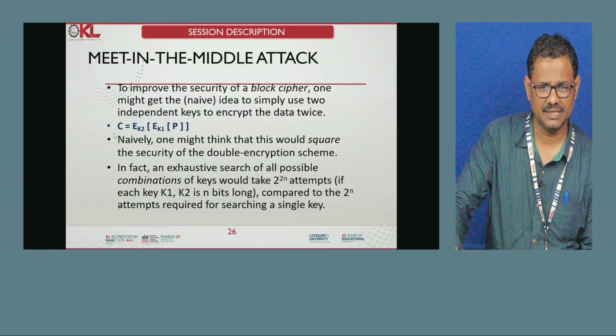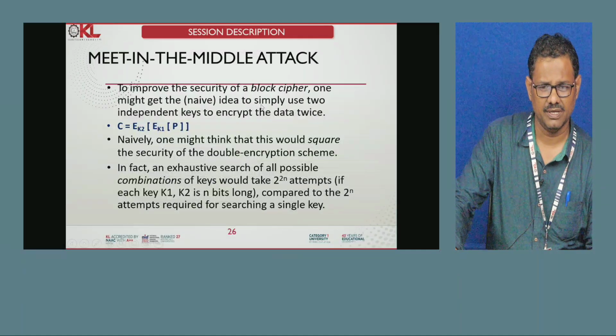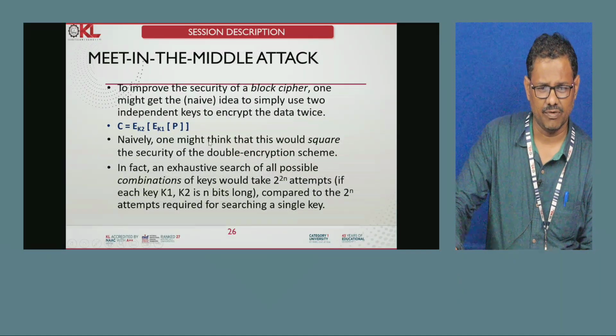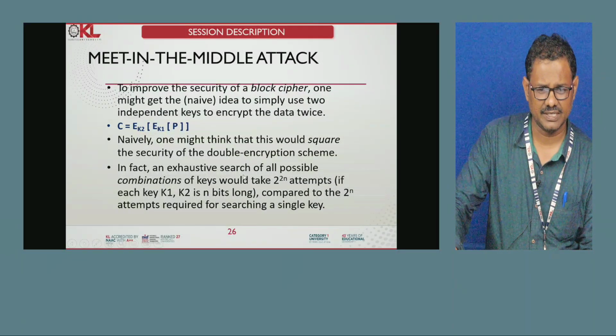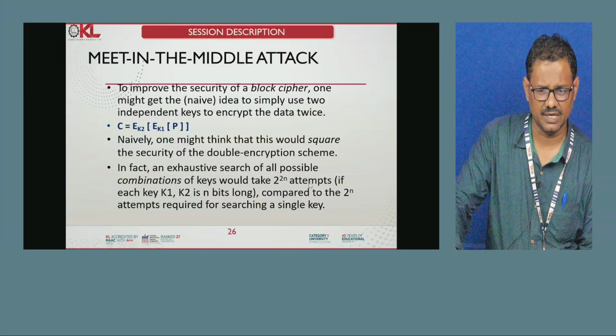So, meet in the middle attack. To improve the security of the block cipher, one might get the idea to simply use 2 independent keys to encrypt the data twice, EK2(EK1(P)). One might think that this would give the square of the security of the single encryption scheme. In fact, an exhaustive search of all possible combined keys would take 2^112 attempts compared to 2^56 attempts required for searching a single key. Okay.